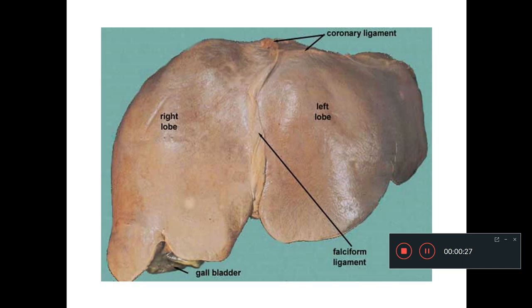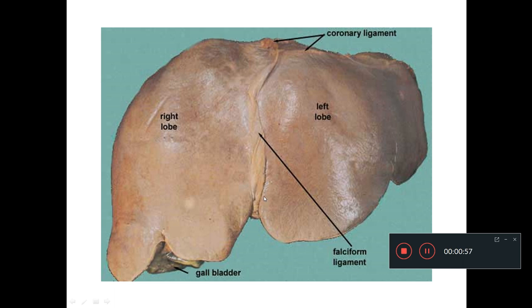Now we're going to study the anatomy of the liver. The liver is a reddish brown, wedge-shaped organ and it has two lobes of unequal size and shape. You can see the two lobes. This is the right lobe and here is the left lobe. We can also see the gallbladder and a ligament known as the falciform ligament. Liver is a very interesting organ, believe me, and it's very easy.